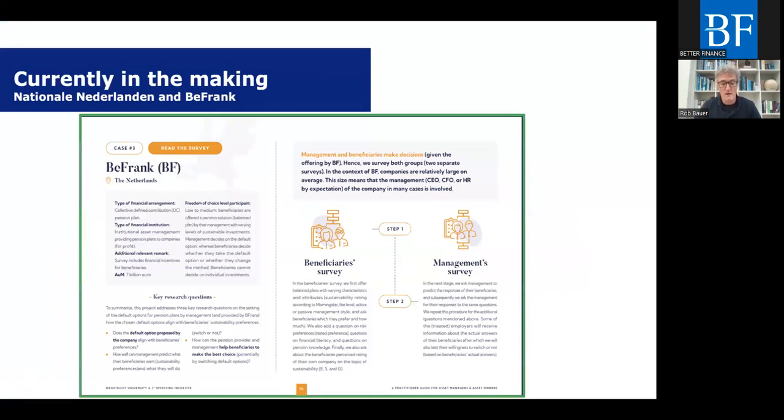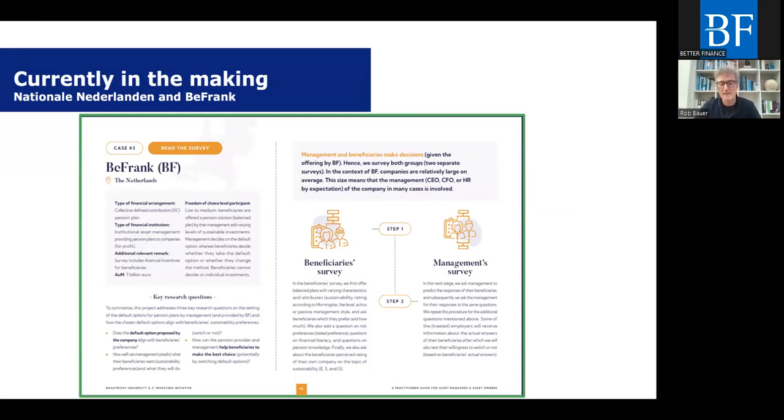Just as a remark, because I don't have the time to talk about it, we have also already executed the survey in a different context. In this case, Be Frank, which is a Dutch pension arrangement provider to companies. So companies can go to Be Frank and ask for a pension arrangement for their employees. And these are typically defined contribution type of arrangements. And the company sets the default for that arrangement.